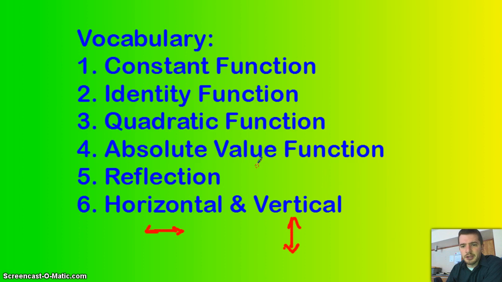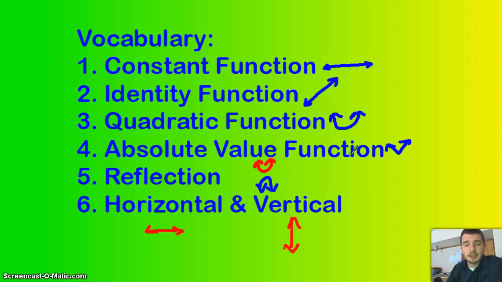Reflection is like if I gave you this graph here, instead it would be the reflection of it, like this, over the x-axis. And we learned in the last video that the absolute value was a V shape. And this right here is a quadratic, a parabola, a U shape. The identity function is actually a line, looks something like that. And the constant function is also a line, but it's just a horizontal line, just like that.